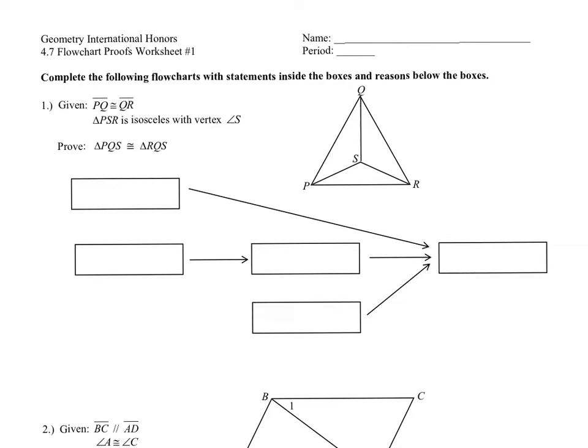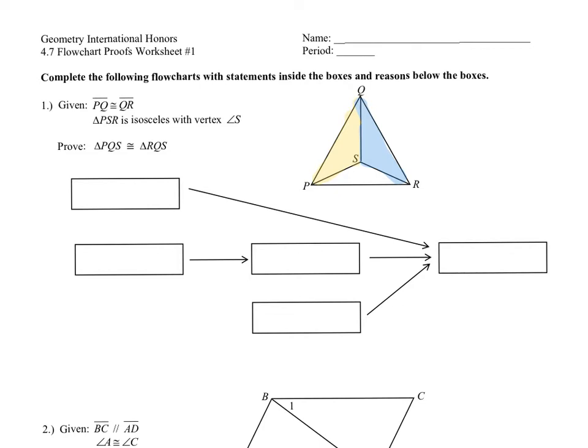In the first one, we're given that a couple of segments are congruent, and that triangle PSR is an isosceles triangle with vertex angle at S. So what we're going to prove is that triangle PQS, I'm going to highlight that triangle, let me make it yellow, is congruent to triangle RQS, which would be this blue one. Sorry for coloring outside the lines, but I think you get the point.